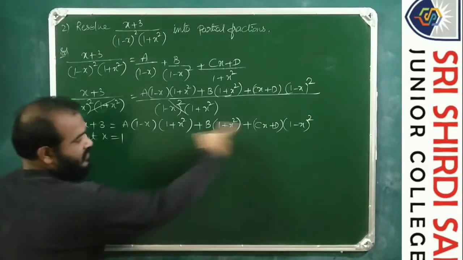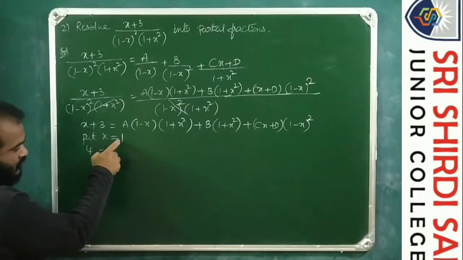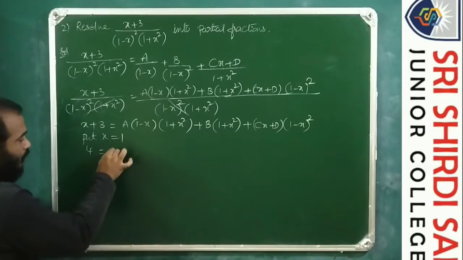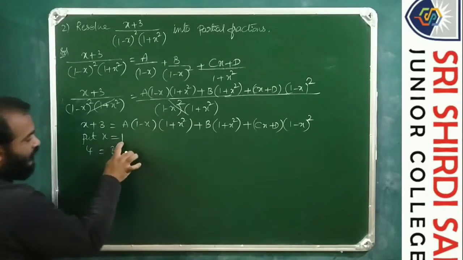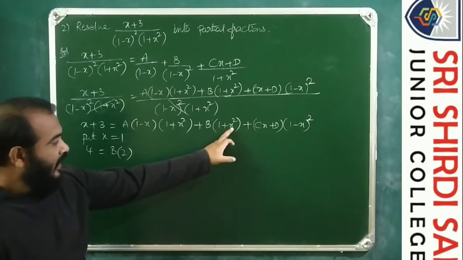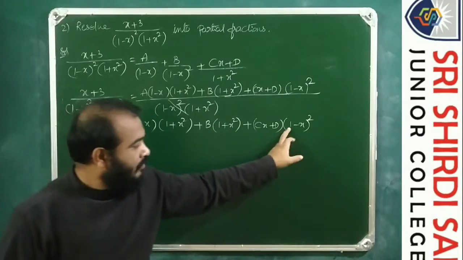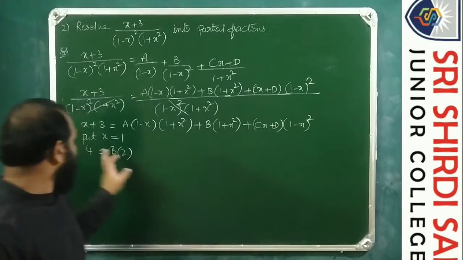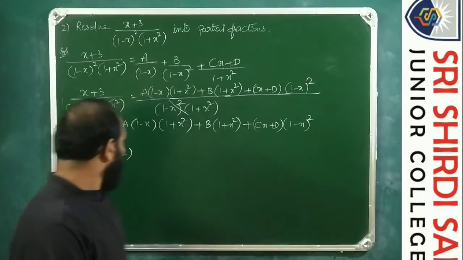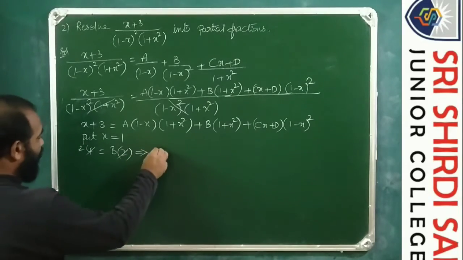Substitute x equals 1 in this equation. 1 plus 3 is 4. On substituting 1 here, 1 minus 1 is 0. 0 into something is 0. So b into 1 plus 1 square, 2. 1 plus x square is 1 plus 1 square, which is 1 plus 1, 2. If you substitute here, 1 minus 1 is 0. 0 square is 0 into this is 0. So 4 equals 2 times b. From this, b is equal to 2.